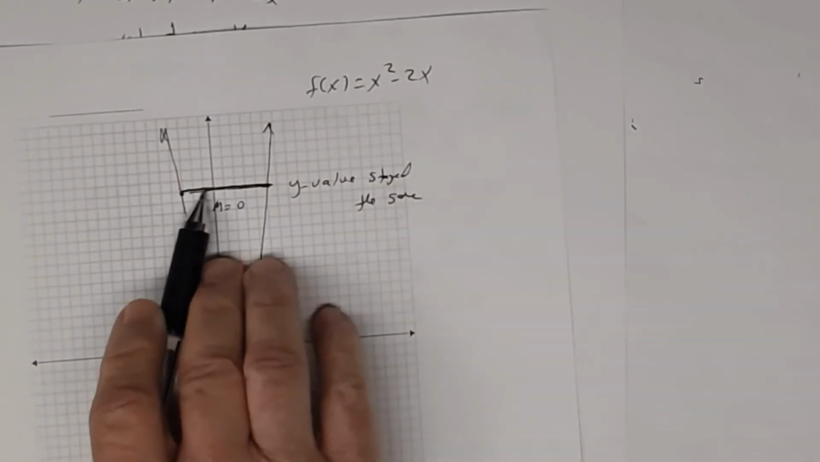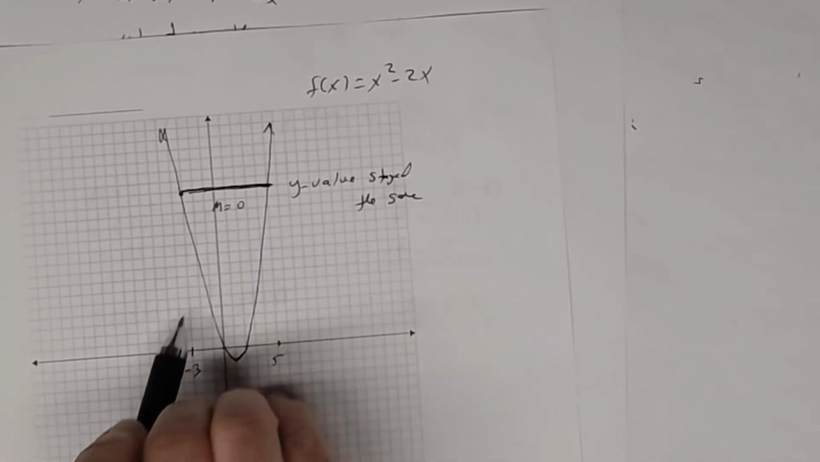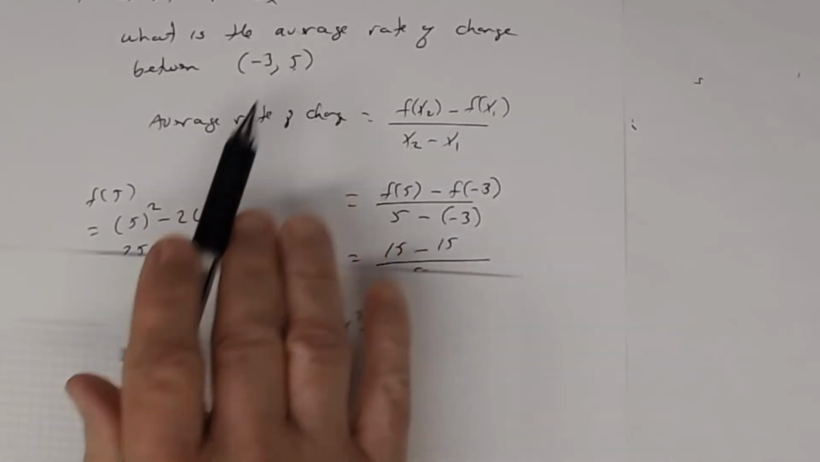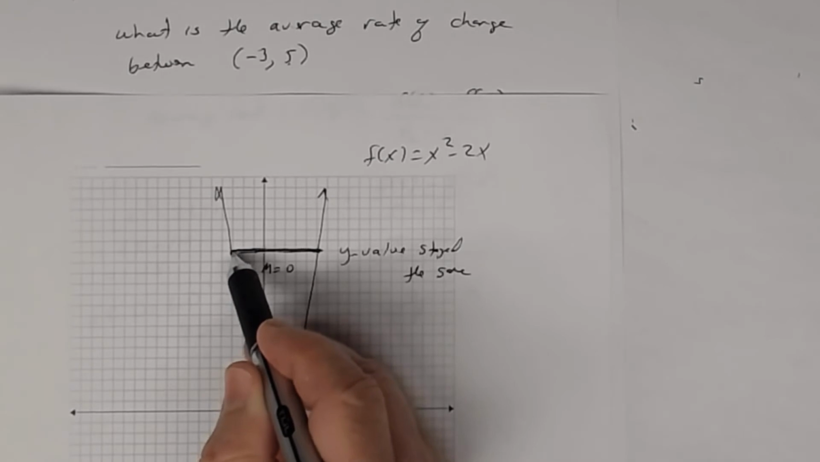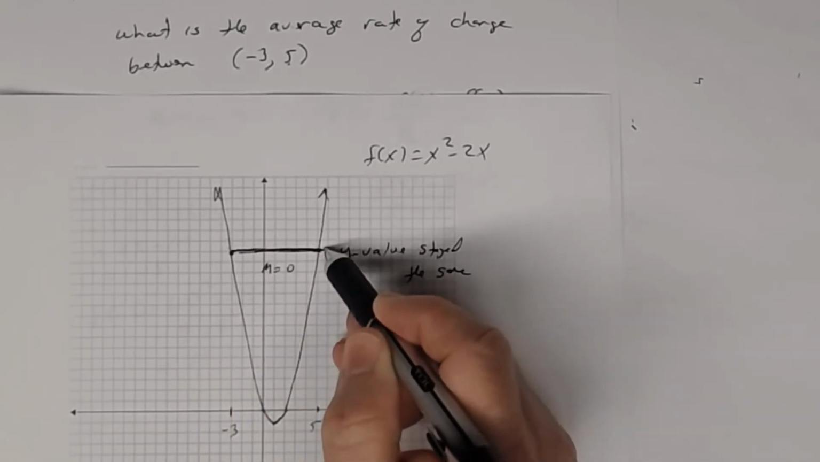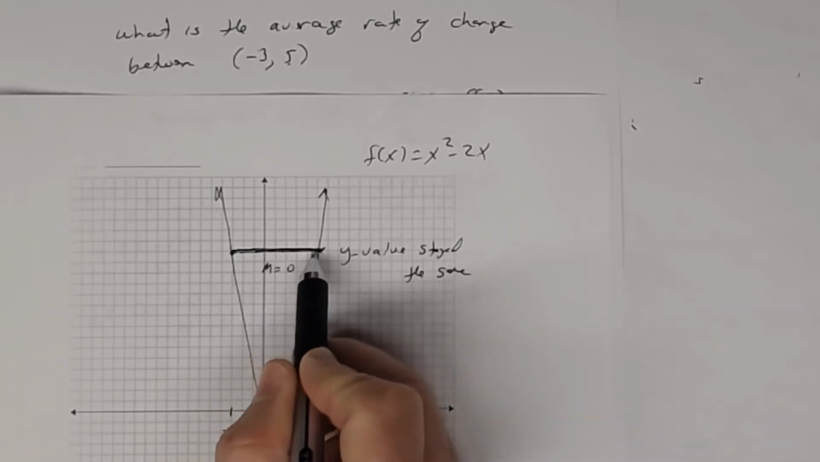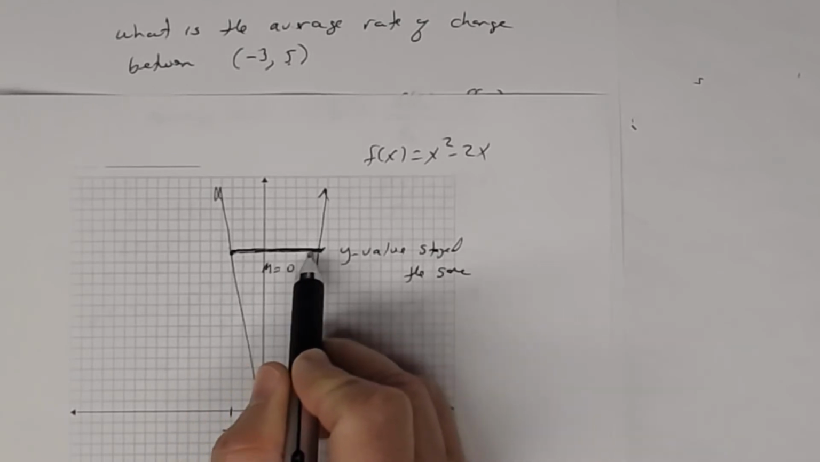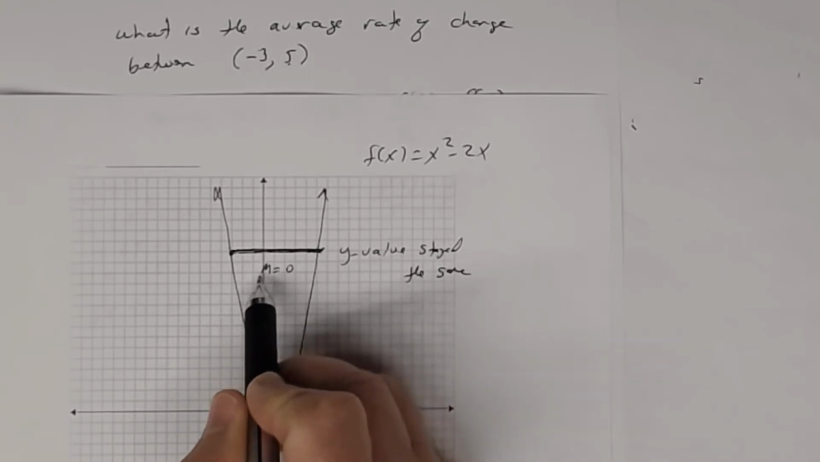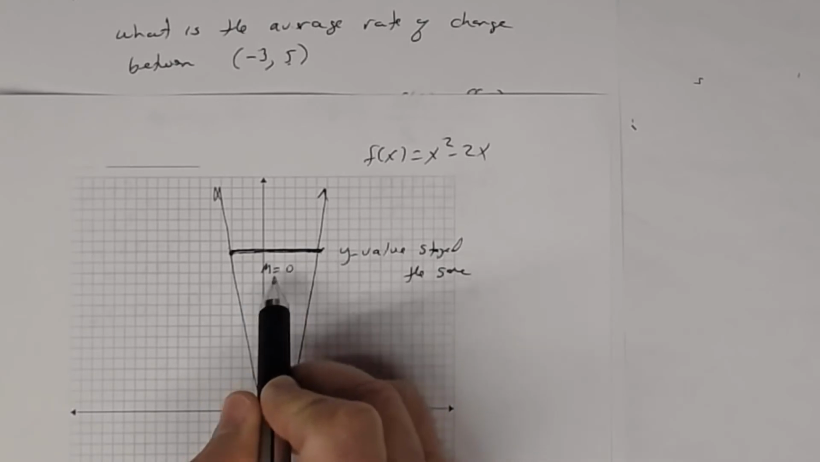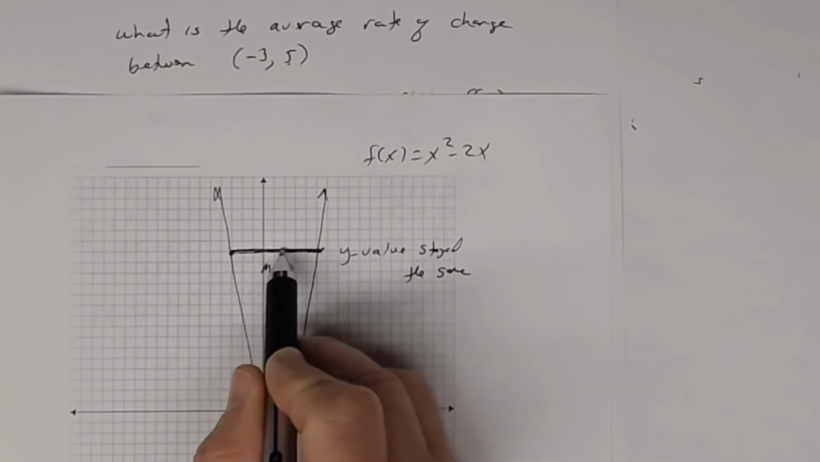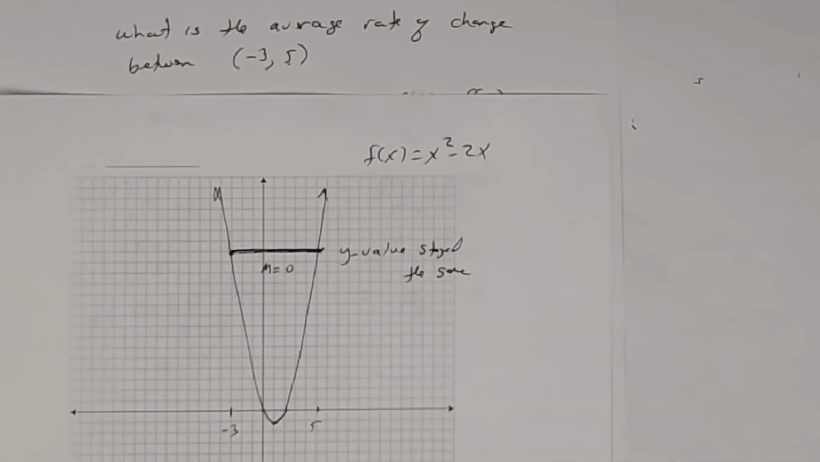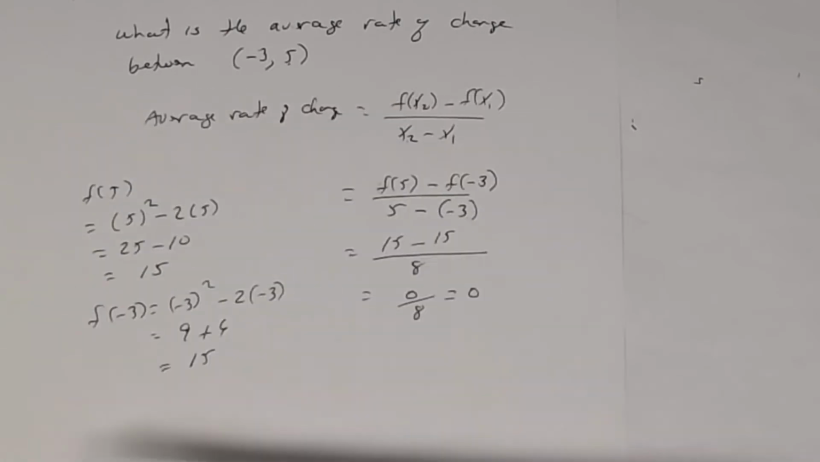That from this point to that point, when x, remember you're looking at -3 and 5. So when x is -3, here's the point of the graph. When x equals 5, here's the point of the graph. When I connect those two, that's a horizontal segment. The slope of a horizontal segment is 0. Remember, the slope of a horizontal line is 0. So that means the y value stayed the same. The y value did not change at all. Okay, so that's what that means.